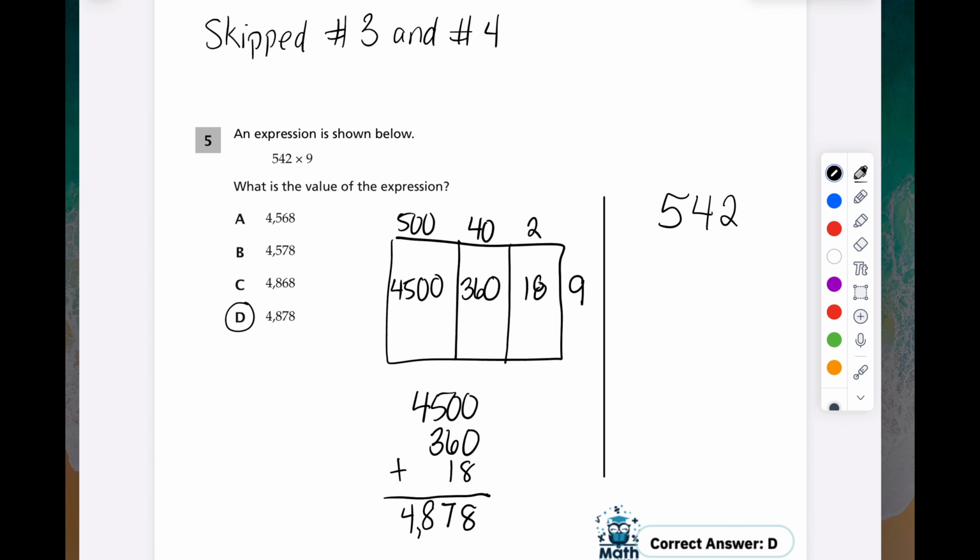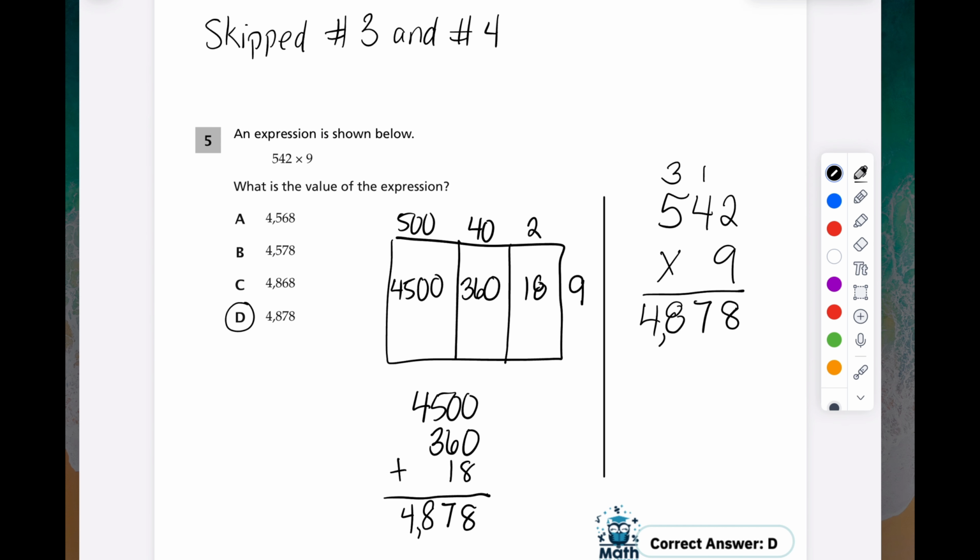Now, if you want to do traditional, which is also fine, some people find the traditional way faster. That's okay. You're still doing the same multiplication. You're still doing 9 times 2, which is 18. Only you're regrouping the 1 in the tens place. 9 times 4 is 36 plus that 1. So you're getting that 37. And regrouping the 3 to the hundreds place. 9 times 5 is 45, plus 3 is 48. So there you go.